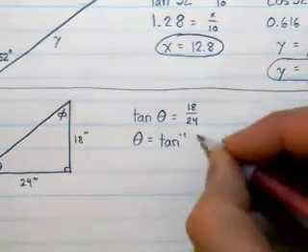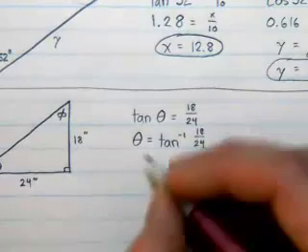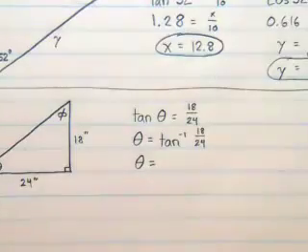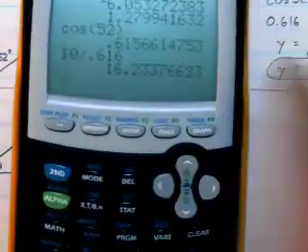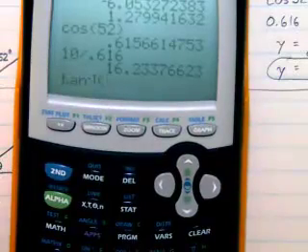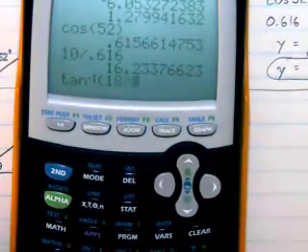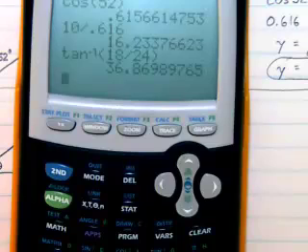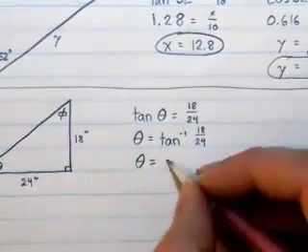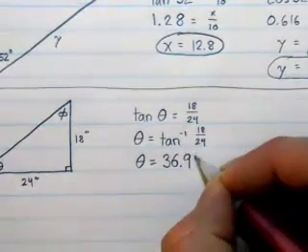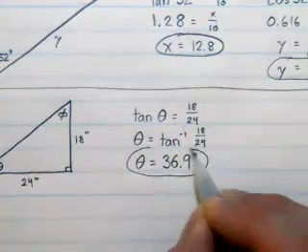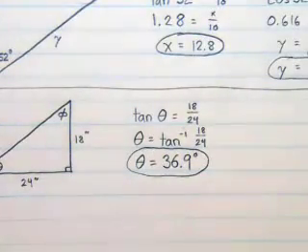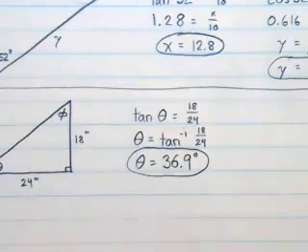So this becomes the inverse tangent of 18 over 24. And then you can just type that on your calculator and get an answer. Okay, so second tangent gives me the inverse tangent, 18 divided by 24. And I get about 36.9 degrees. Theta is 36.9 degrees. It's not very difficult.